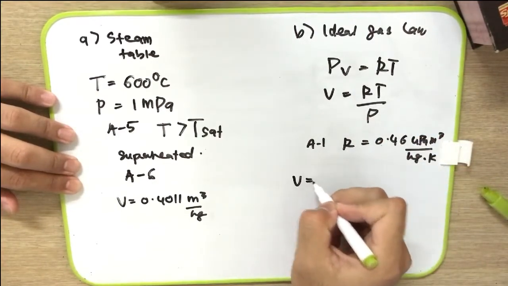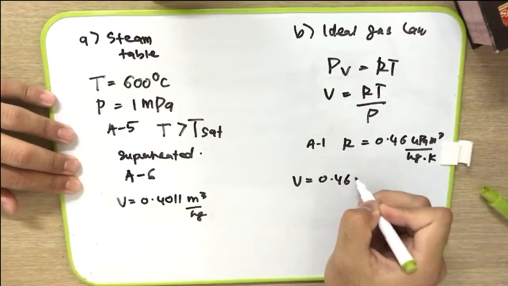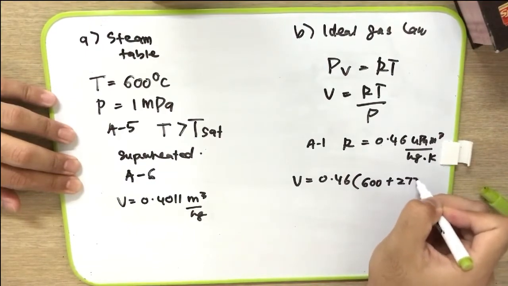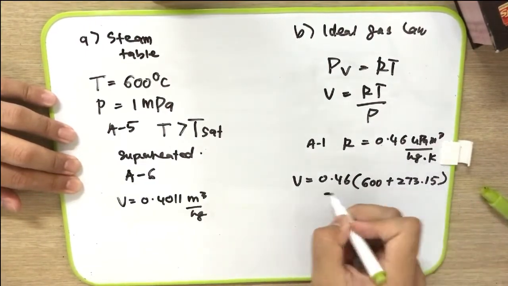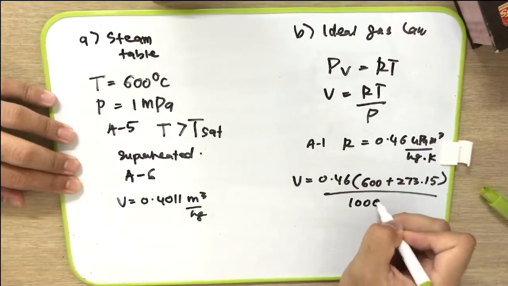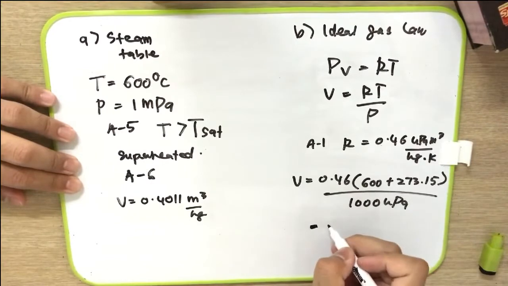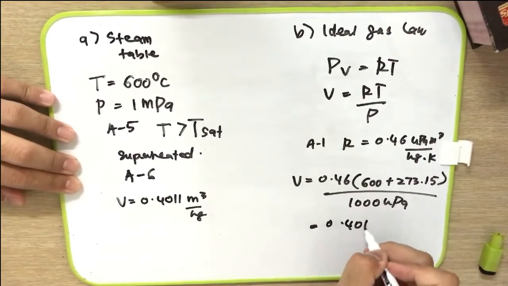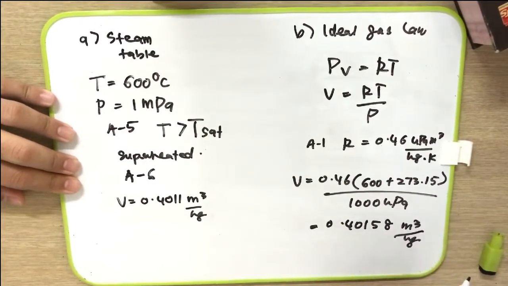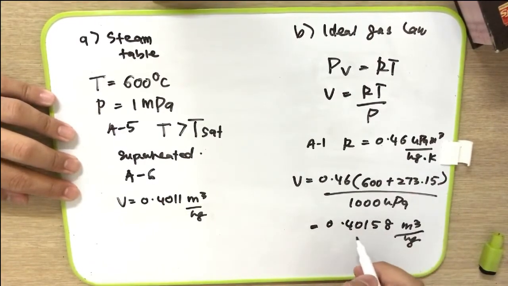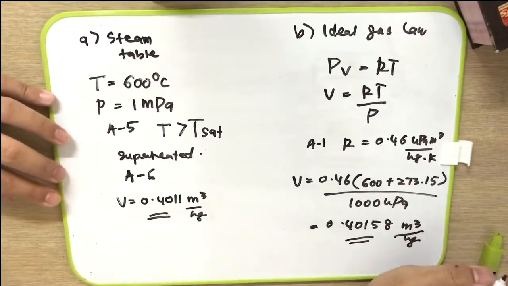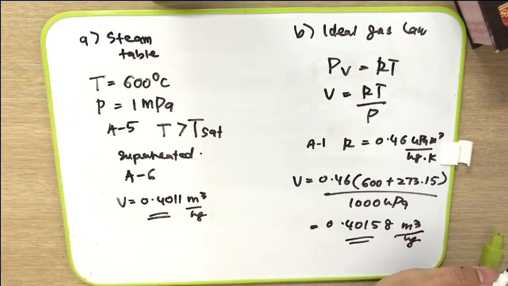So it will become V is equal to 0.46, T is in Kelvin, 600 plus 273.15, over P which is 1 megapascal or 1000 kilopascal. So we will get the answer 0.40158 meter cube per kg. So when we compare for both, it is quite similar. So that is how we solve question number 9.